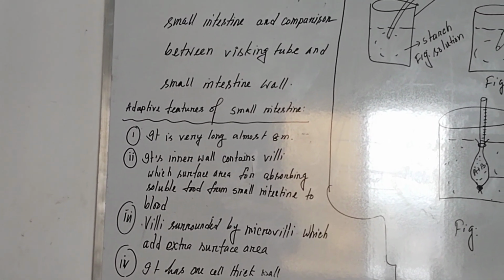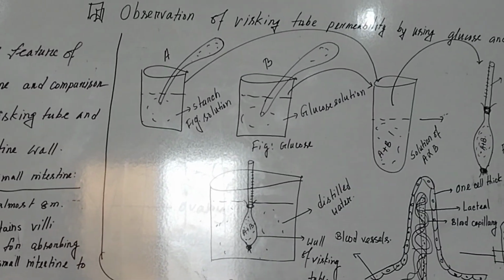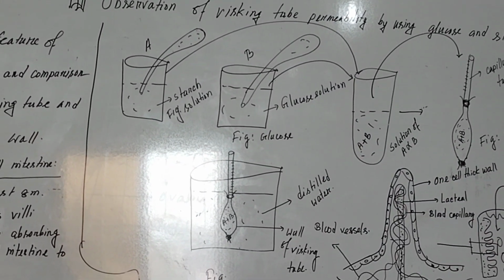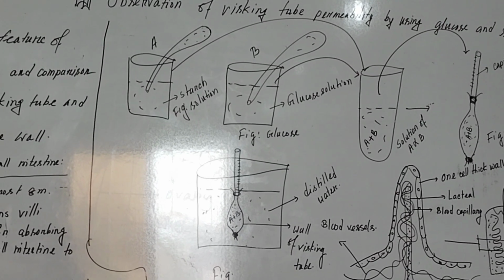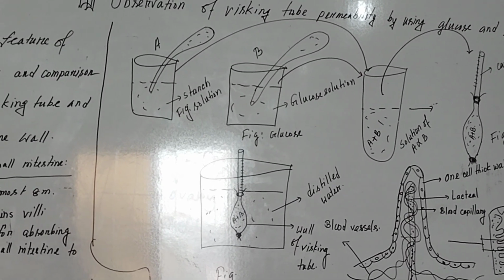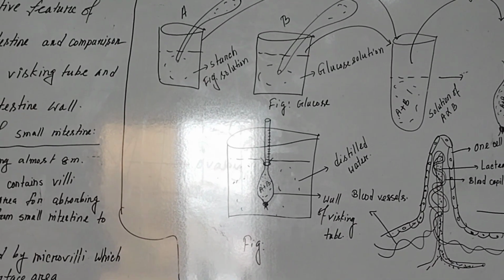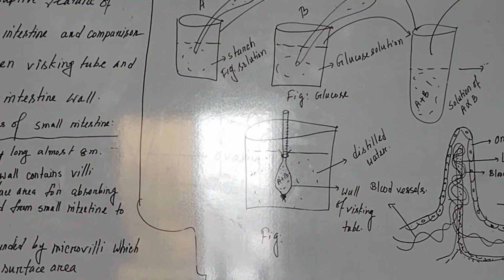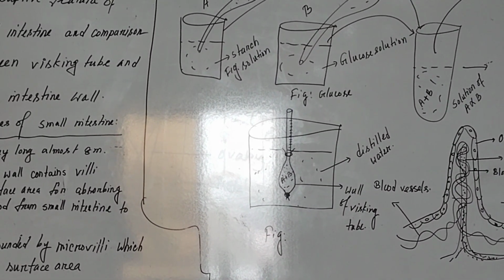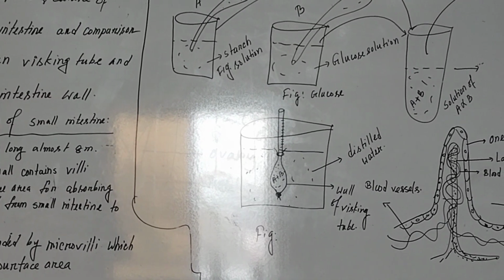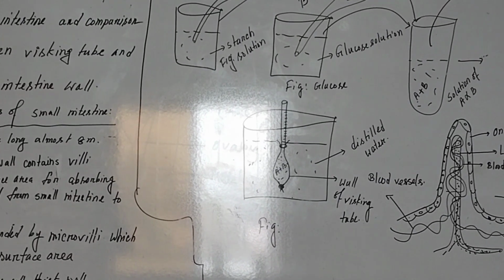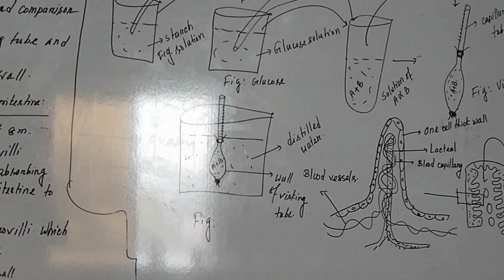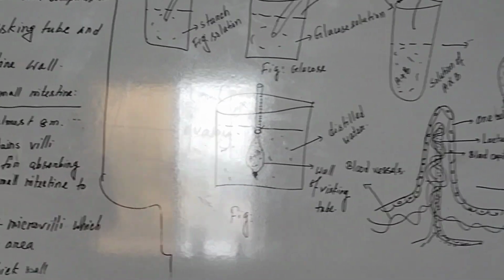It contains blood capillaries. So what we can do, at first we have taken these two solutions in the visking tube, then place this visking tube inside distilled water in a beaker. After 5 minutes we will test the water in the beaker using iodine solution and benedict solution.